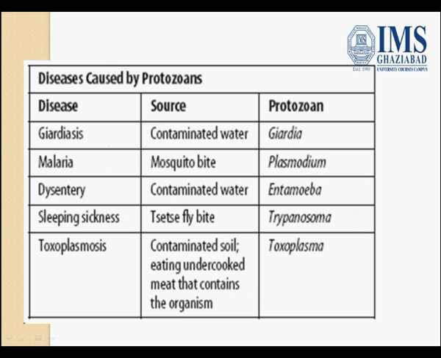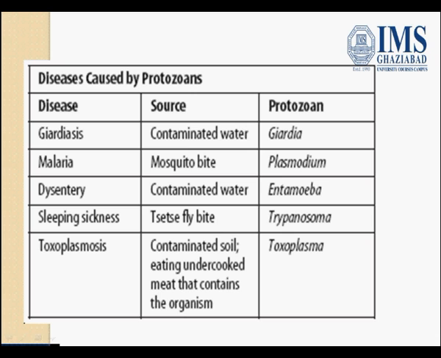These are some types of disease caused by protozoans. As we have already discussed, this protozoa can also cause some types of diseases. They can be pathogenic. Giardiasis is a disease whose source is contaminated water, and the protozoan is Giardia. Next one is malaria caused by mosquito bite, and the protozoan is Plasmodium. Next one, dysentery, source is contaminated water, and the causative agent is Entamoeba. Another disease is sleeping sickness caused by tsetse fly bite, and the protozoan named is Trypanosoma.